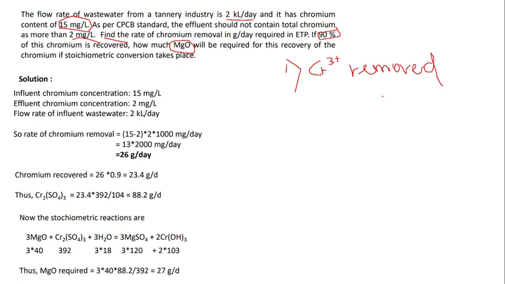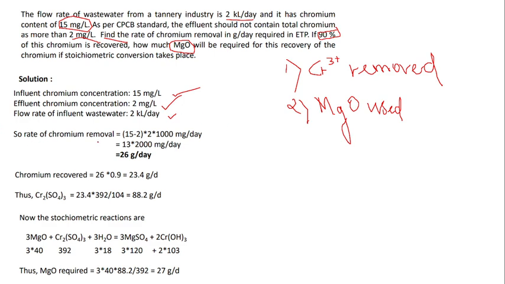Okay, that is the first question. And the second question is the amount of MgO used. Writing the data given, the influent chromium concentration is 15 mg per liter and the effluent chromium concentration is the threshold limit, 2 mg per liter. The flow rate of the influent wastewater is also given, 2000 liter per day.